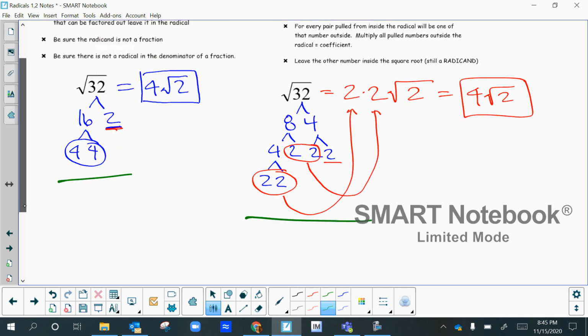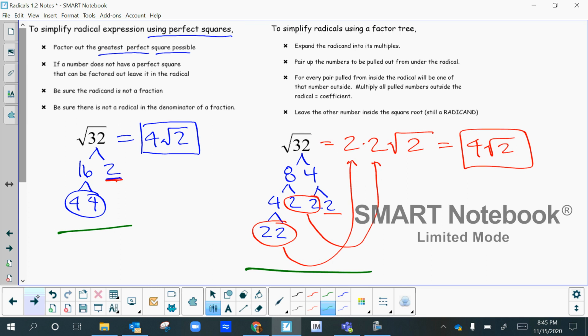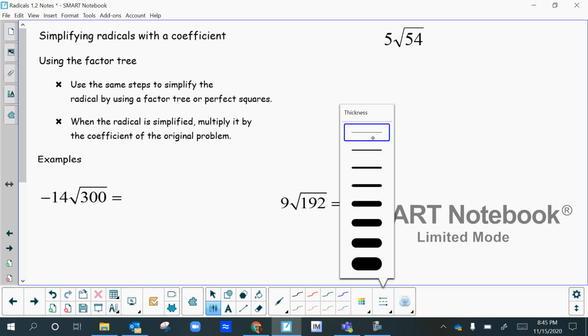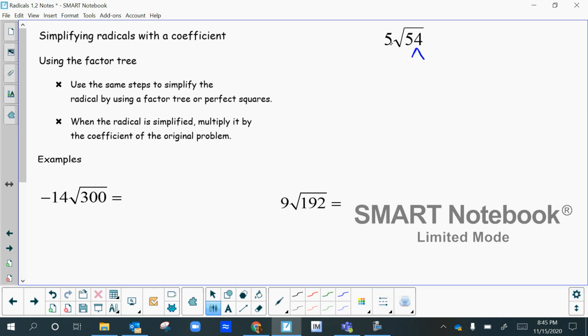All right, do I have any examples down here? No. Okay, so let's go on and try it again. This time it has a coefficient. So all it says is that you're going to use the same steps to simplify it, and then at the end you'll have to simplify it by multiplying this radical. So let's see. I'm going to simplify this 54, and keep in mind we have this 5 out in front, and we'll just drop it down and remember that we have that.